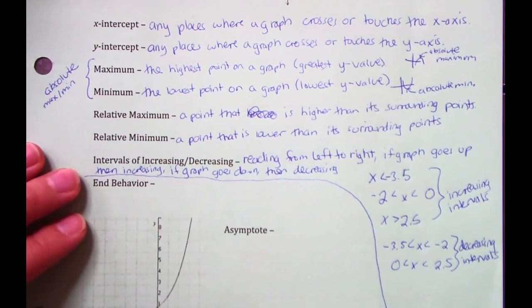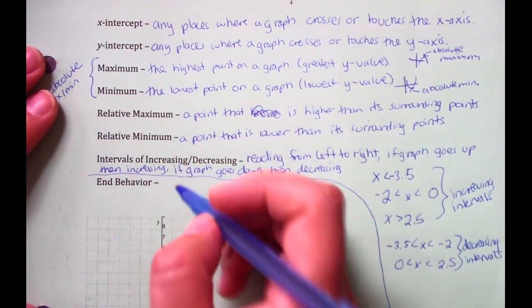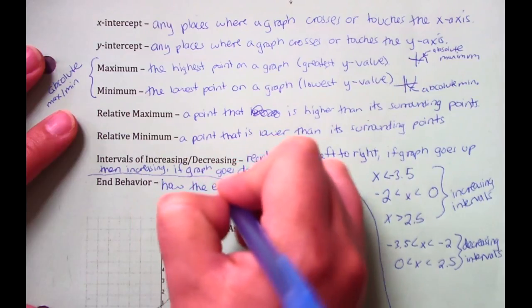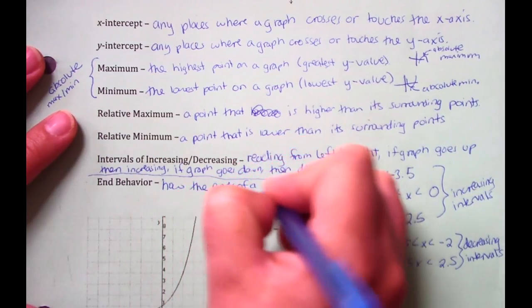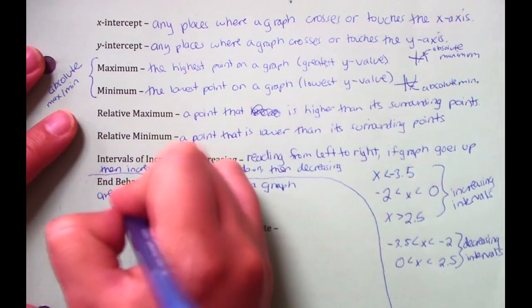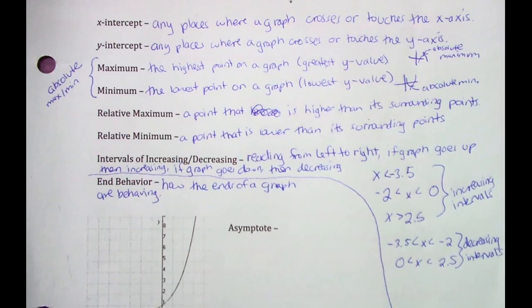The end behavior of a graph, the next key feature, is exactly what it sounds like. It's what the graph is doing at the end, how it's behaving at the end. So we will say how the ends of a graph are behaving. And there's two ways to write this. You can either write it with words or with arrows.